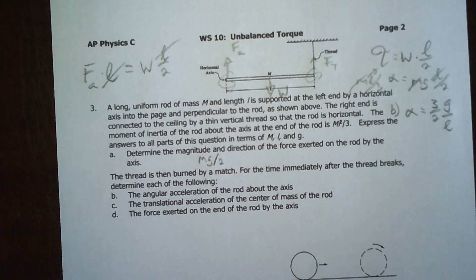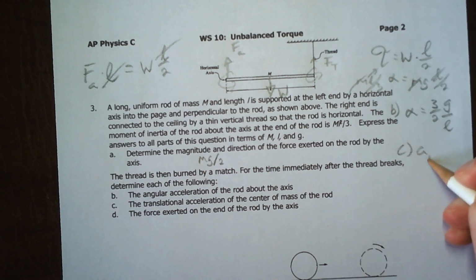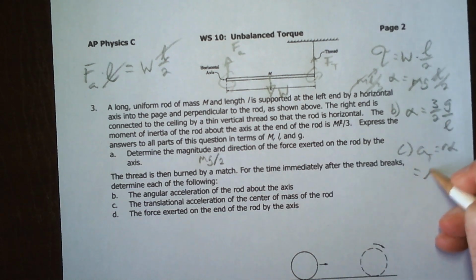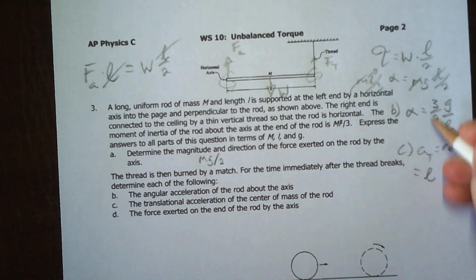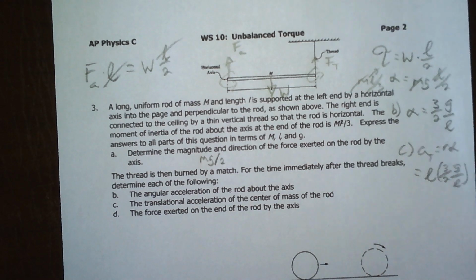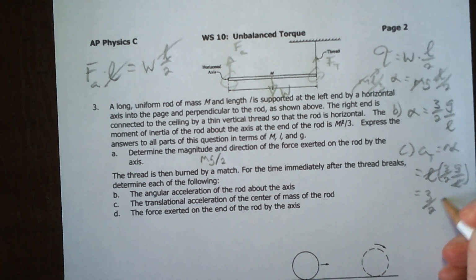C, the translational acceleration at the end of the rod. Well, of course, we know that a is equal to R alpha, and so it's simply going to be the length, that's the R, times that alpha we just found. So times 3 halves g over L. The L's cancel, and so we get 3 halves of g.